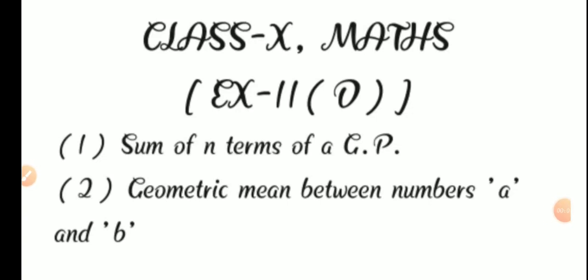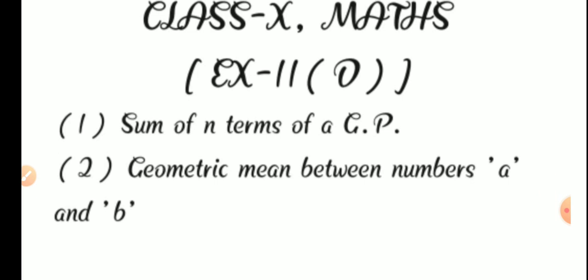In this video, I am going to explain exercise 11D. In this exercise, you are going to study the sum of n terms of a GP and the geometric mean between numbers A and B, where A and B are positive numbers. So how can you find the sum of n terms of a GP?